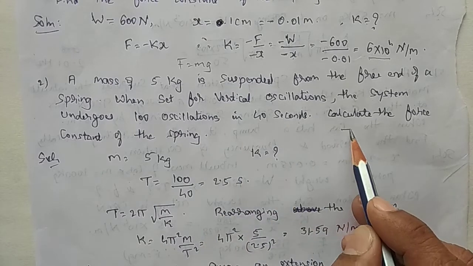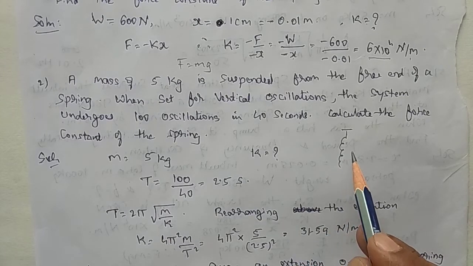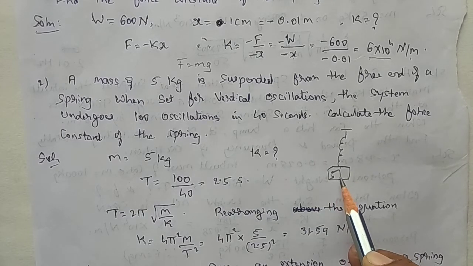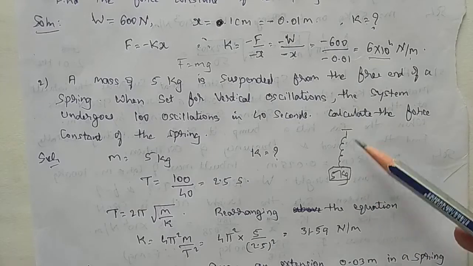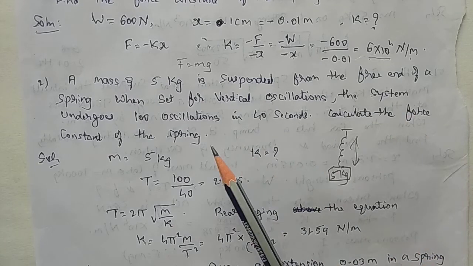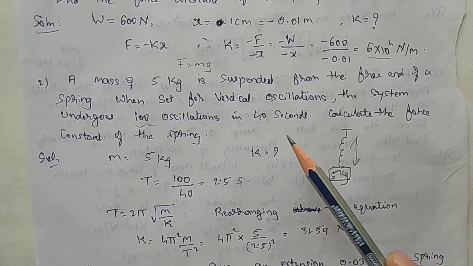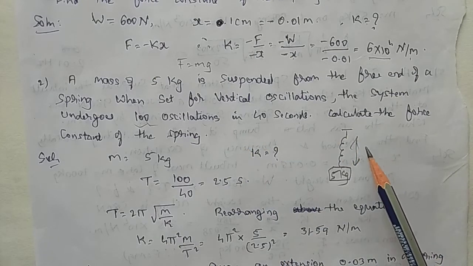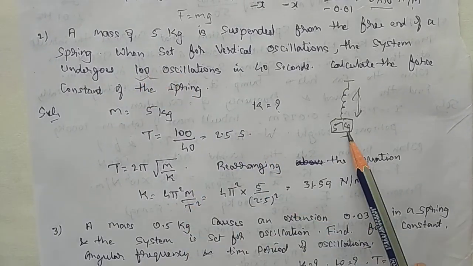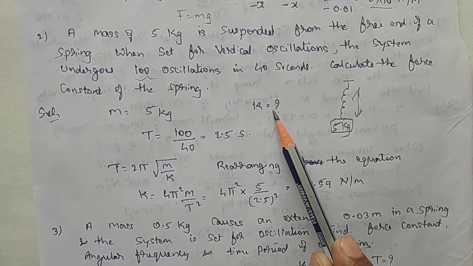Now, to begin with, there is a spring. A mass of 5 kg is suspended from the free end of the spring. We add a 5 kg weight, and it is set into vertical oscillation. At that time, it undergoes 100 oscillations in 40 seconds. So it is observed that in 40 seconds, 100 oscillations occur. Now we have to find the force constant, the spring constant. Now the mass is 5 kg, and we have to find the spring constant k.